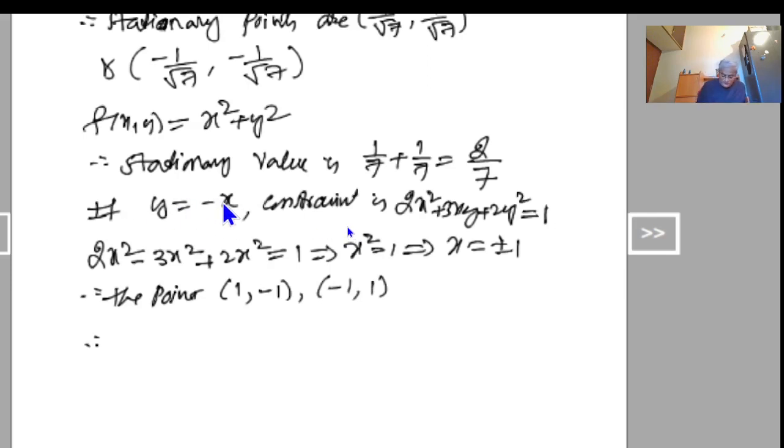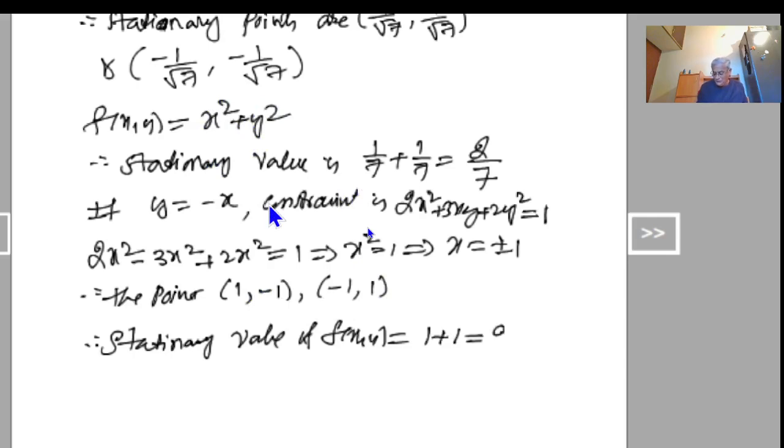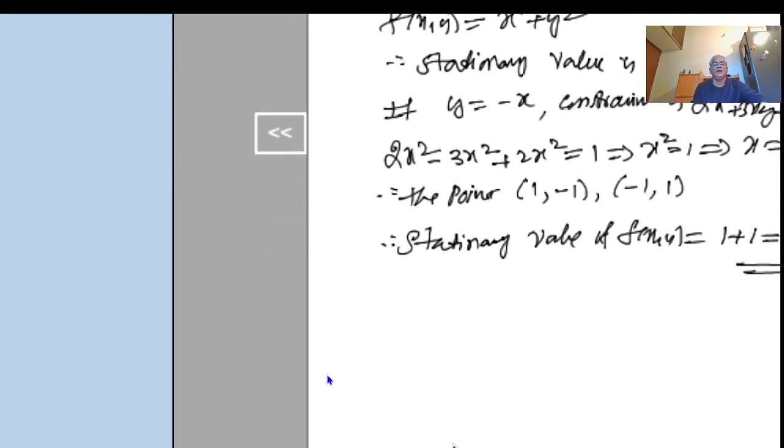And therefore, what is the stationary value of f of x comma y, which is equal to x square plus y square? So 1 or minus 1, minus 1 or plus 1, this is always 1. What I am getting here is at these 2 points I am getting 1 plus 1, this is equal to 2. This is the stationary value of the function. Okay, thank you. I'll stop here.